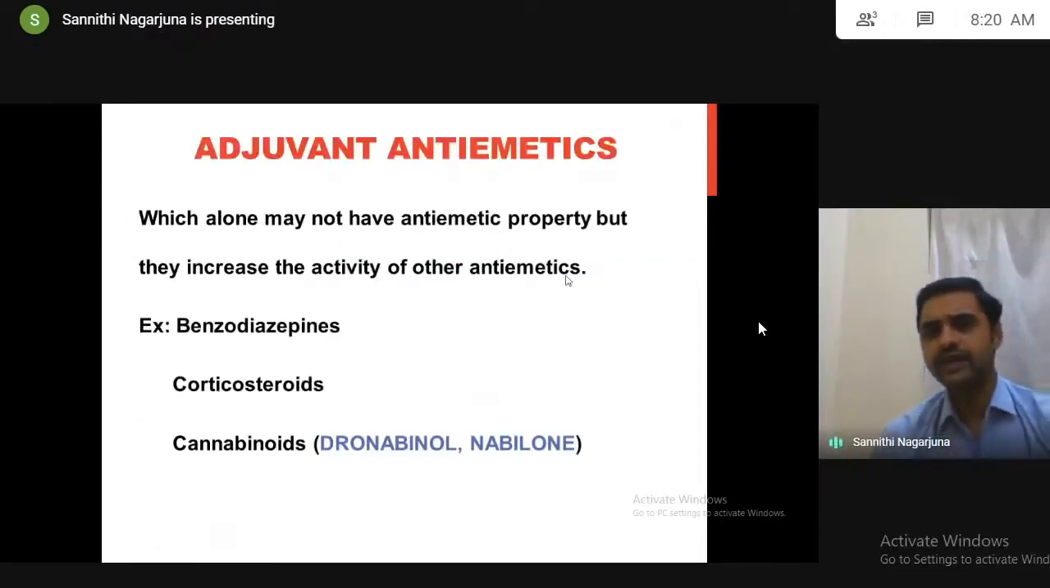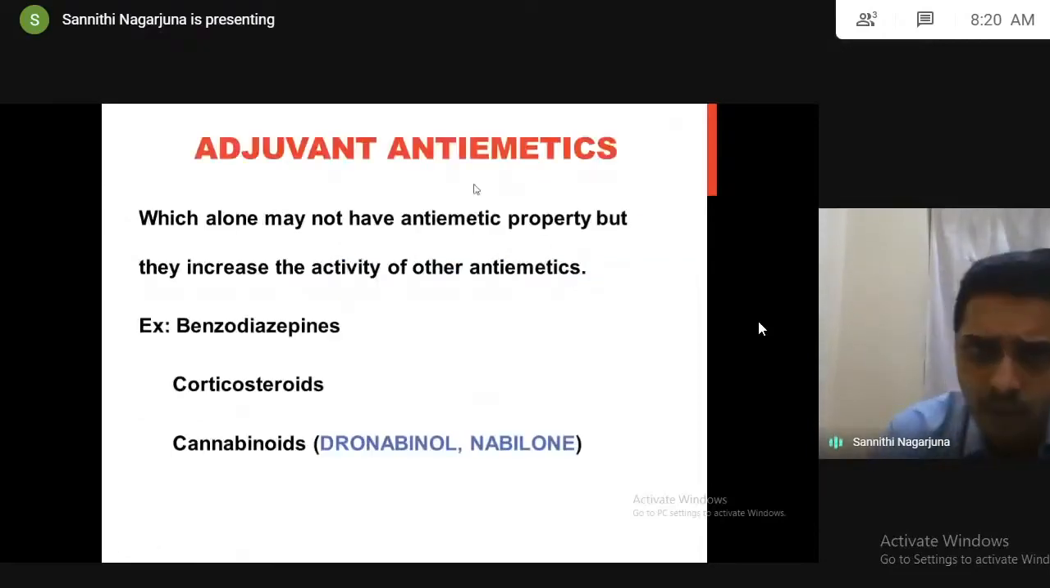And finally, adjuvant antiemetics, which don't have antiemetic property, but they increase the activity of other antiemetics. From the name itself, adjuvant, as such they don't have any antiemetic property, but they increase the activity of other antiemetics. These include benzodiazepines, corticosteroids, cannabinoids. Cannabis, we know, has more hallucination side effects, CNS property. So we are using the very safe drugs like dronabinol and nabilone.